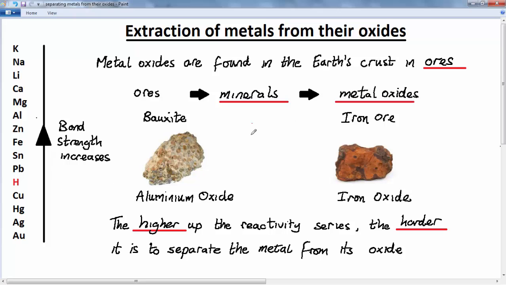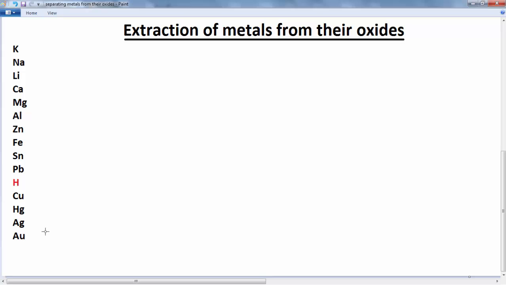So how are we going to extract the metals from their oxides? First of all, at the bottom of the table we've got silver and gold, and they actually occur naturally in the Earth's crust in their elemental form. So gold, for example, doesn't occur as an ore, as an oxide. It doesn't form a compound with oxygen because as a metal it's too stable to do that. So extracting gold is no problem at all.